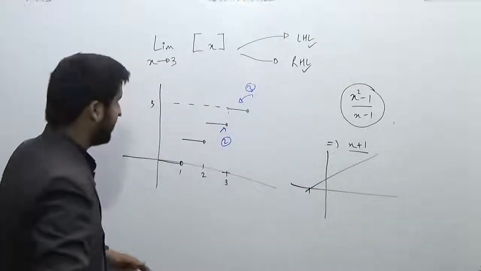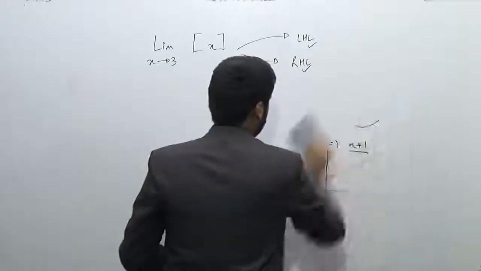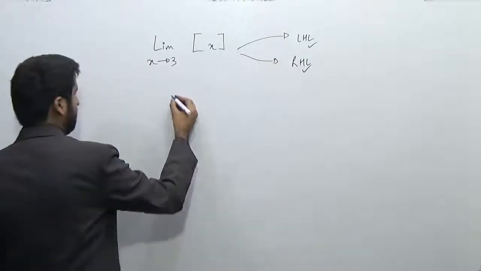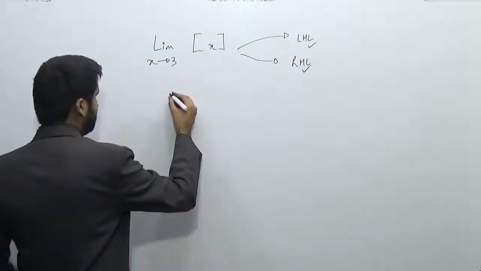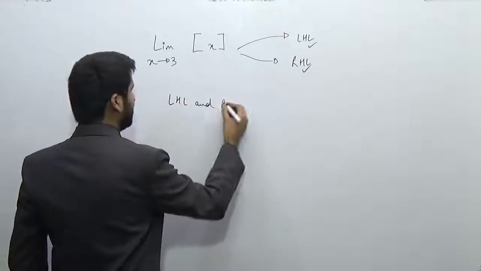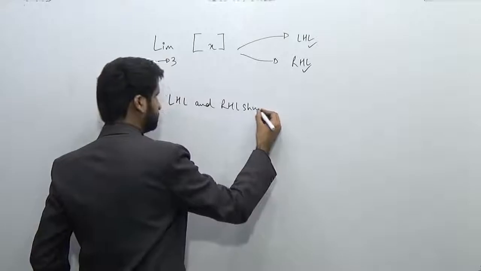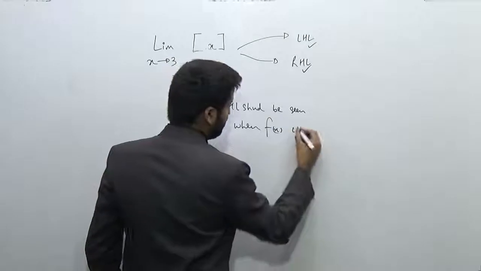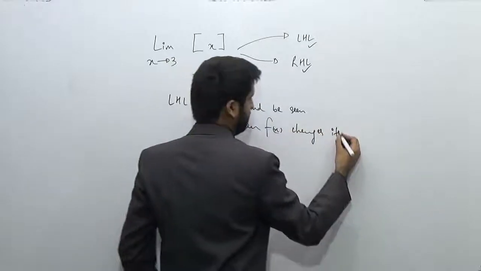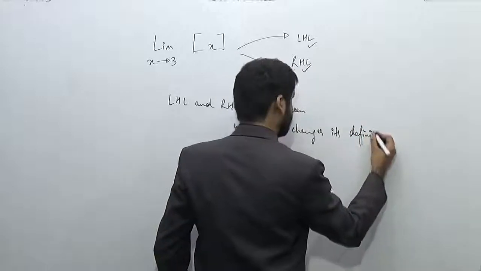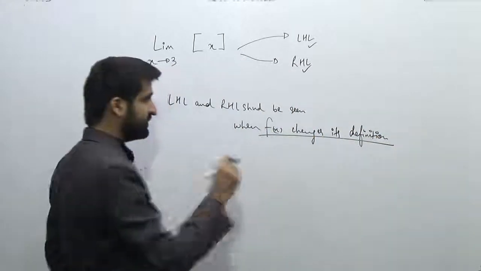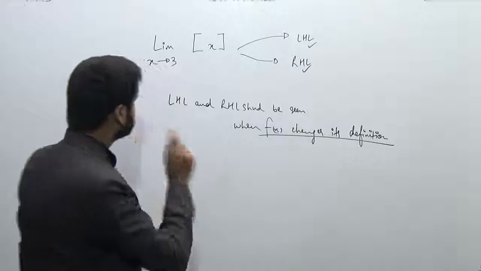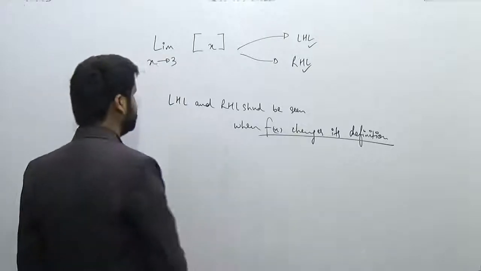Okay, so write it down. This is very important stuff. When do you have to see the left hand limit and right hand limit both, and when do you not see these limits? The LHL and RHL should be seen when the function changes its definition. If the function changes its definition, the LHL and the RHL should be seen. Clear?